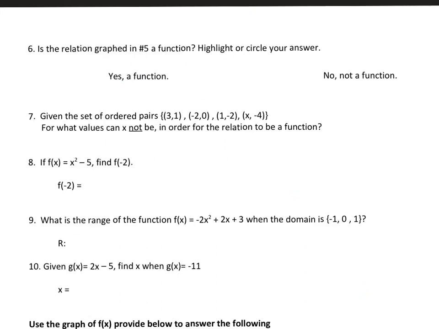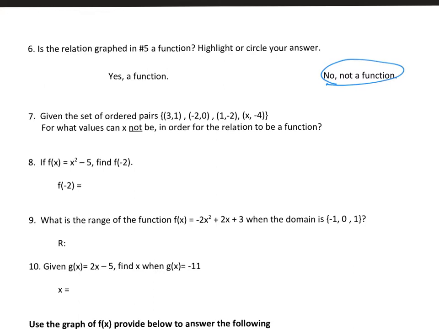Number 6 is asking us, is the relation from number 5 a function? And if you would have tried to do the vertical line test with this, you would have realized that this is not a function, and that's because there were 2 of one x value. So an x value repeated, therefore it's not a function.